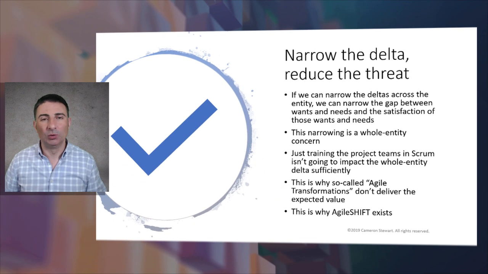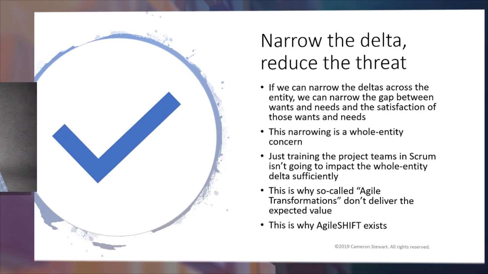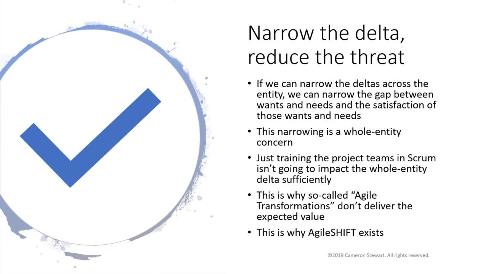It's really simple. If we narrow the deltas, we narrow the threat. If we can narrow the deltas, we narrow the gap between the wants and the needs and the satisfaction of those wants and needs.